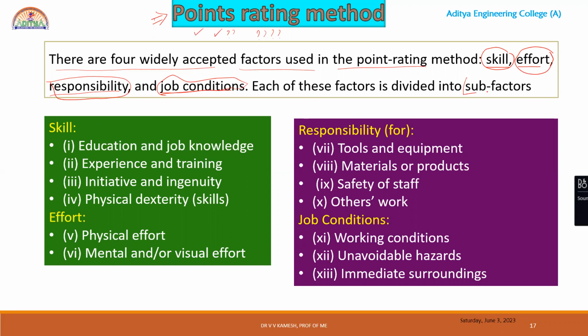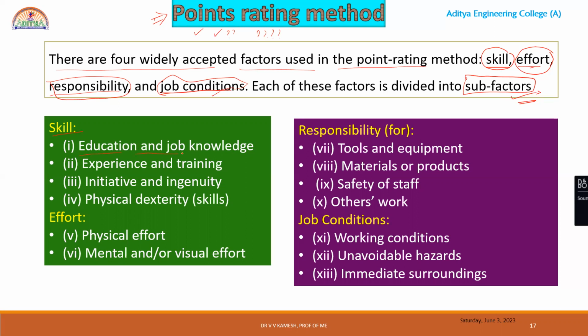Why do we need to divide into sub-factors? Because of what type of skill it is and how much effort it is. What type of effort, physical effort or mental effort, manual work or semi-automatic work? Or simply you give only the programming and let the machine work automatically, right? So it depends. For responsibility and job conditions too, whenever you have more sub-factors, your rating process becomes more accurate, right?